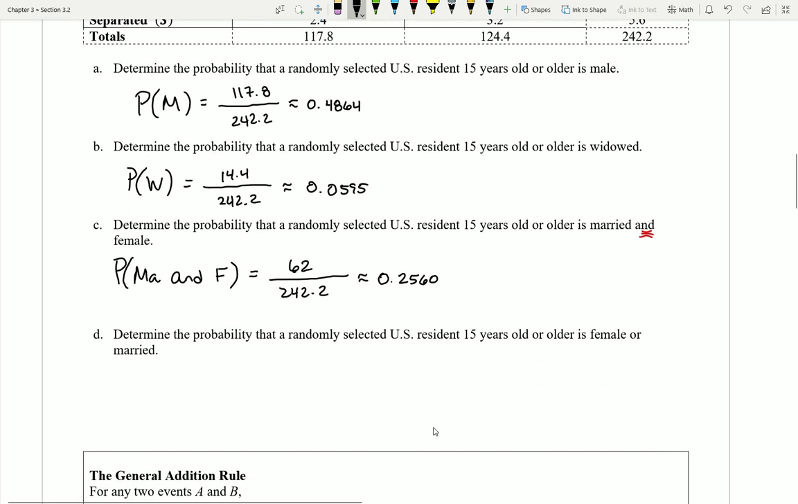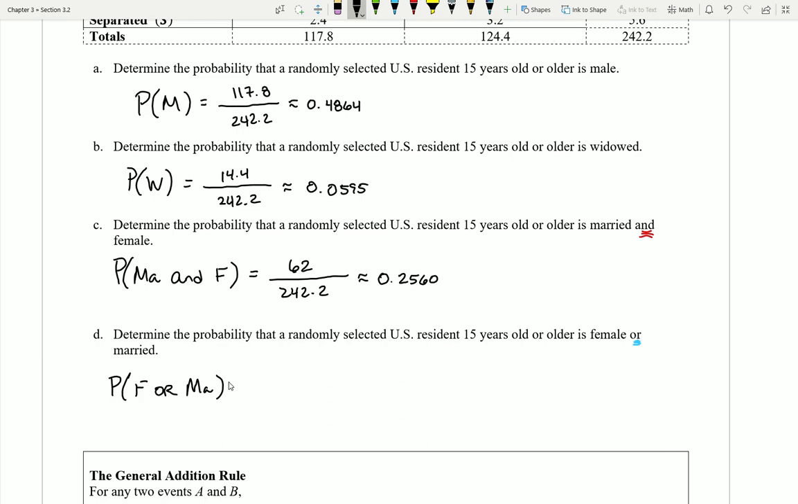All right, how about part D? Determine the probability that a randomly selected U.S. resident, 15 years old or older, is female or is married. Okay, well, let's take a look at this. So I want probability female, but or married, which is this MA category. Notice this doesn't mean that I want them at the same time, although that's okay. If I think back to what we said with the Venn diagram in the last video, I'm interested in one group or the other group or someone that meets both of those descriptions at the same time.